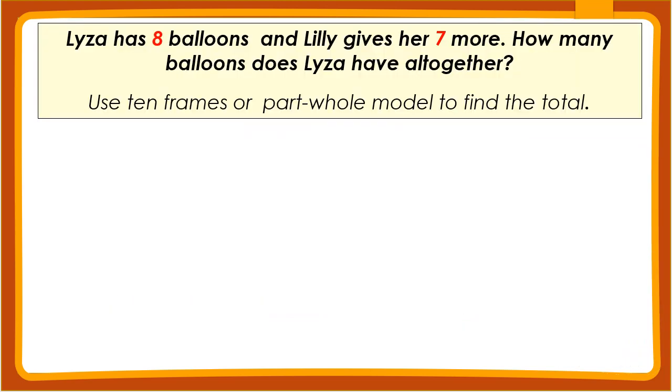Let's practice what we have learned on making 10. Liza has 8 balloons and Lily gives her 7 more. How many balloons does Liza have altogether? Use 10 frames or part-whole model to find the total. Well, you know that 8 plus 7 equals 15.